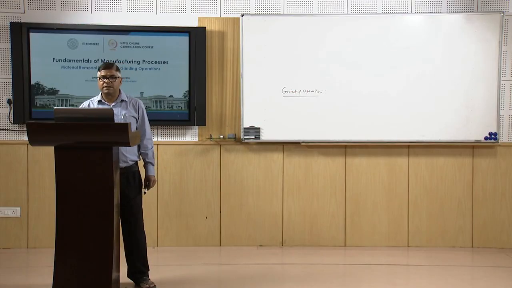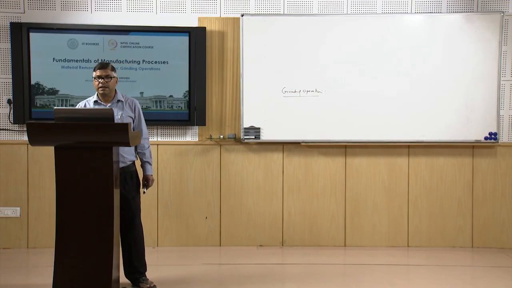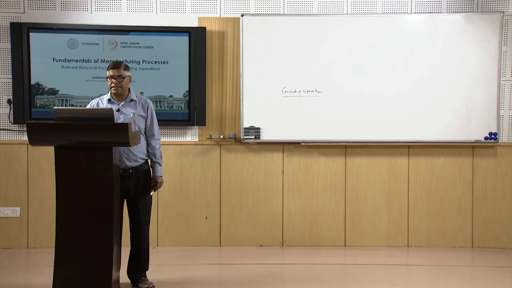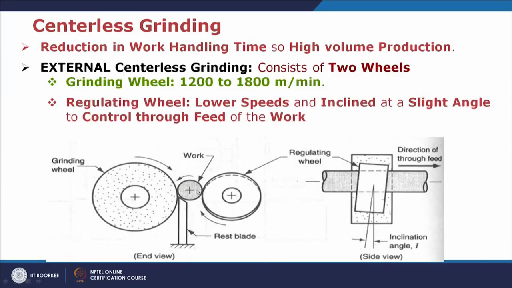Then coming to the centerless grinding process. In centerless grinding, there is no need to put the workpiece on the chuck or on the center, but it is simply placed on the rest blade. This is how the workpiece has been placed on the rest blade. It uses a grinding wheel on one side and a regulating wheel on the other. The regulating wheel is given some inclination, which we can see here. This is the grinding wheel, this is the regulating wheel.